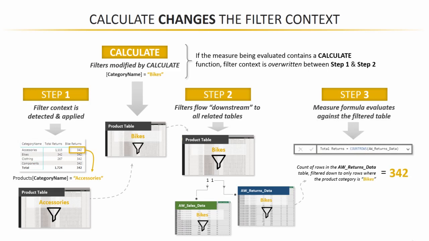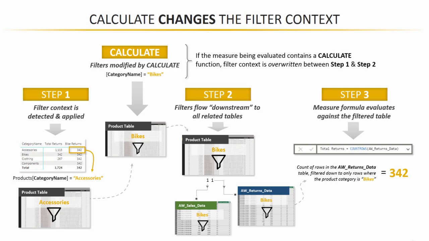In this case, the total returns is the count of rows from that final filtered returns data. So the point here is that no matter what that initial filter context was in step 1, defined by the matrix row labels, accessories, bikes, clothing, or components, regardless of what it is, it's going to get overwritten with bikes, and then everything from step 2 onward yields the same end result of 342, and that's why you see the repeating values.